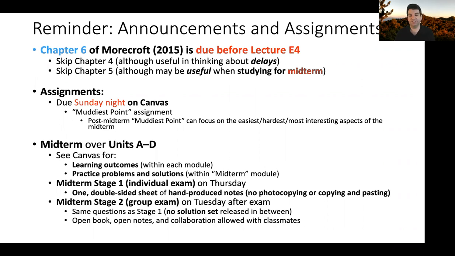Are there other questions about this format? This is a format I started experimenting with last semester and got generally good feedback from students in a couple of different classes. And so that's why I'm continuing to work with this format.